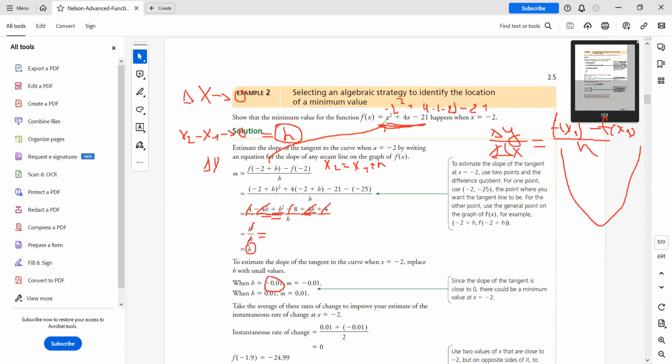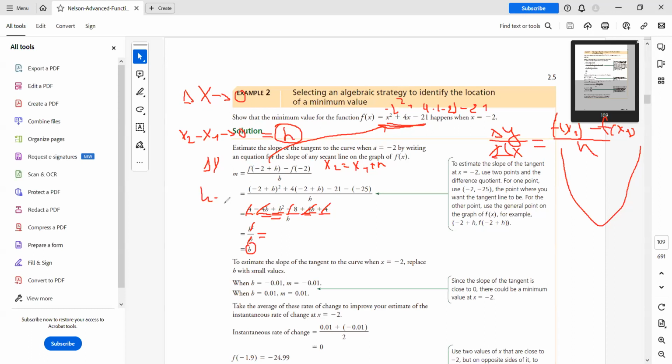And you can see if we take h 0.01, we get a rate of change of negative 0.01. If we take a positive value, it will be positive, and so on. And since the slope of a tangent is close to 0, there could be a minimum value at x negative 2. So once again, to estimate the slope of a tangent at x equals negative 2, use 2 points and the difference coefficient. So this method is called difference coefficient.